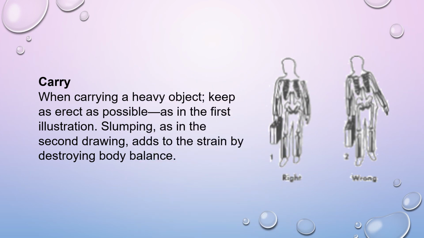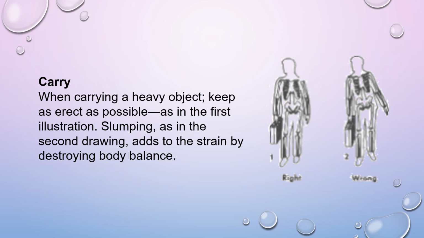Next, in your carrying. When carrying, it is expected that the object is at the side, just like in picture 1. So you have to keep as erect as possible. As in the first illustration, slumping as in the second drawing adds to the strain by destroying body balance. Okay, so number 2 is wrong.